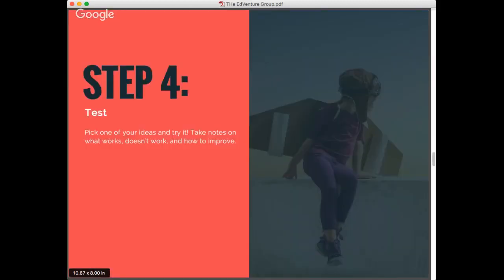And then step 4, we get to test one. So you think there's one that's really, you're positive this might work, right? We test it out. You pick one of your ideas and you try it. You take notes on what works, what doesn't work, and how you could possibly improve it. Chances are it might not be the actual next step to really solving the problem.